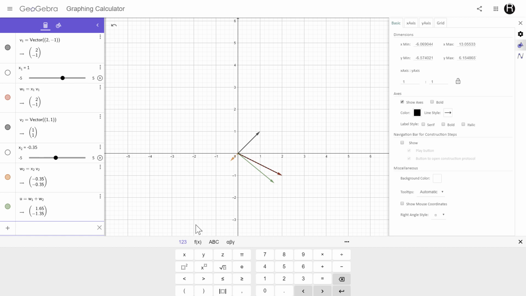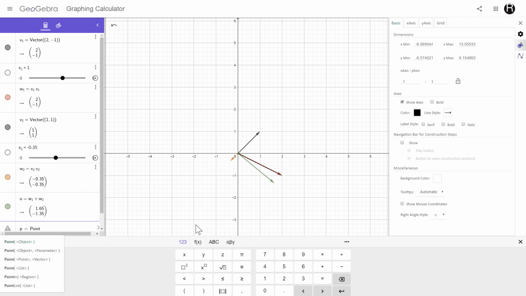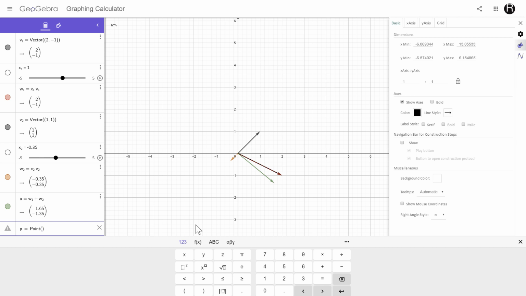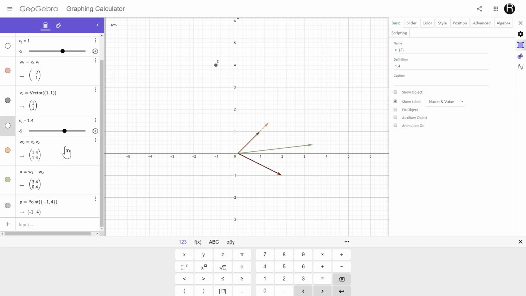So that means if I pick any point on the XY plane, let's say the point -1, comma 4, then that means I can adjust my slider here to be able to reach that point with an appropriate value for the slider.